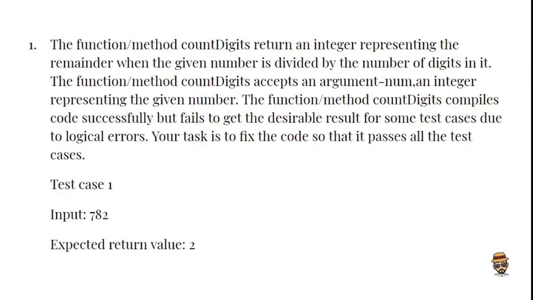So the first question is, we have been given a function called countDigits in which we return an integer representing the remainder when the given number is divided by the number of digits in it. So simply, we are given a number like 782 and we have to divide it by the number of digits in it, so 782 by 3. We have to return the remainder, so 782 modulo 3, that is 2. So that's the question. Now look at the error code.